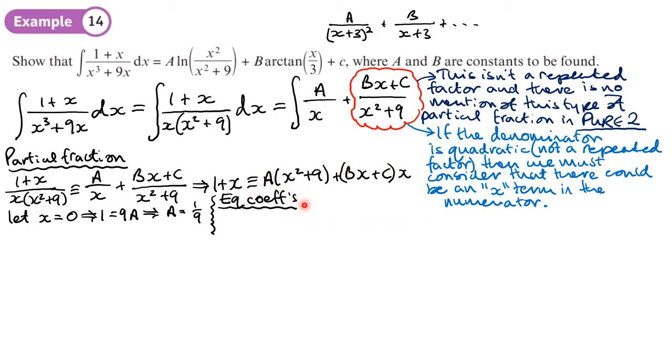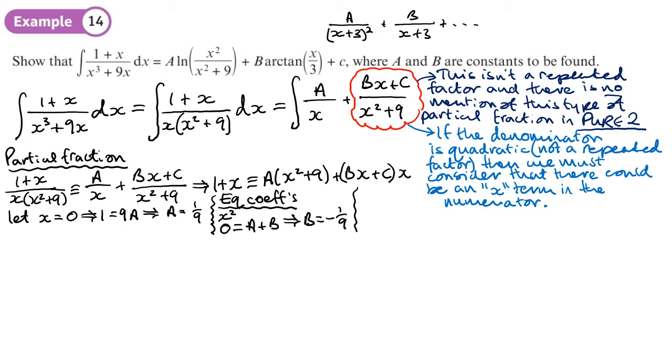So let's say I equate coefficients of the x squared terms. On the left hand side, as far as x squared is concerned, there's nothing, it's 0. On the right hand side here, I'm going to get a as a coefficient of x squared plus b as a coefficient of x squared when this gets multiplied out. So basically I've got a plus b equals 0. Now since a is a ninth and a plus b is 0, it means that b is negative a ninth.